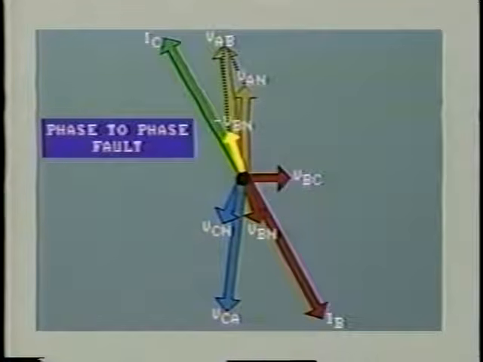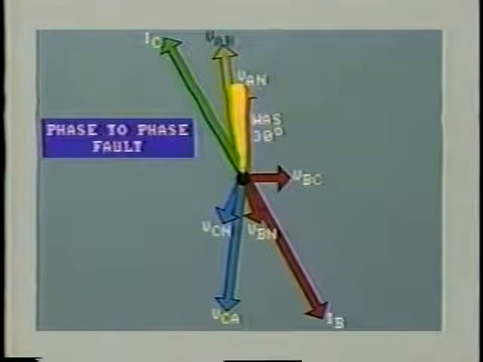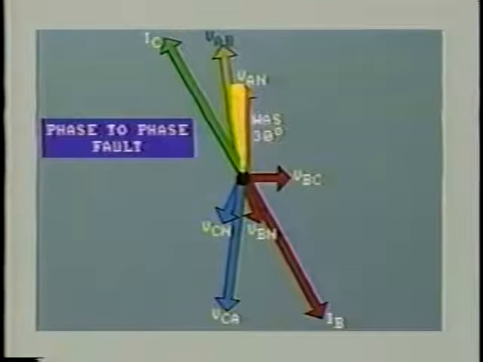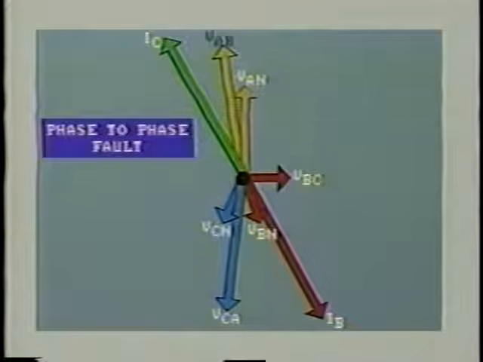Subtracting these phasors, we find that VAB moves back in phase angle. It now leads VAN by less than 30 degrees. The magnitude of VAB is also reduced slightly. We can see that this phase-to-phase fault has seriously distorted our previously balanced condition. Now, let's look at the line currents.